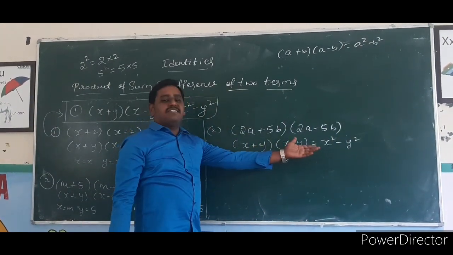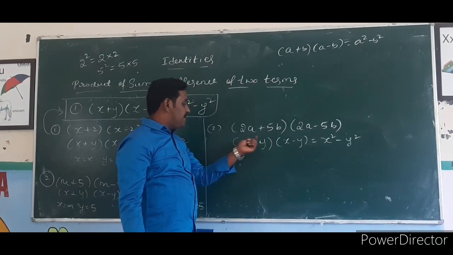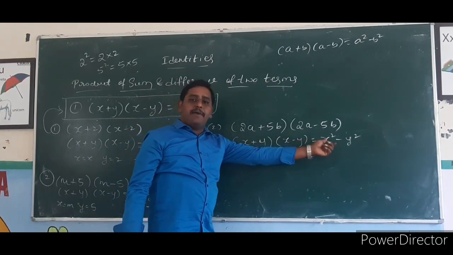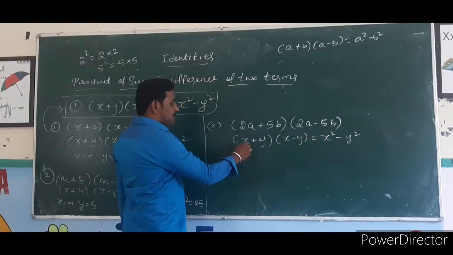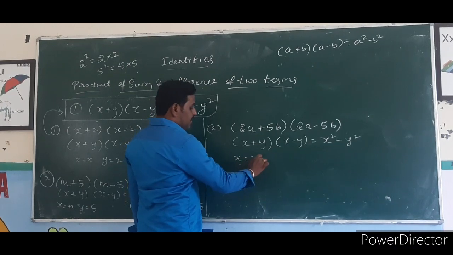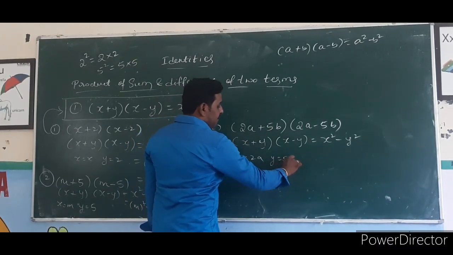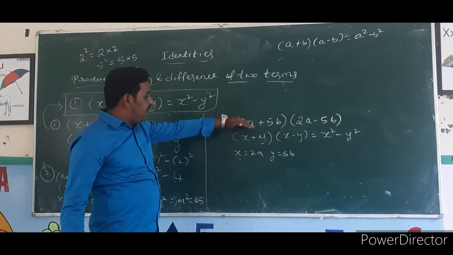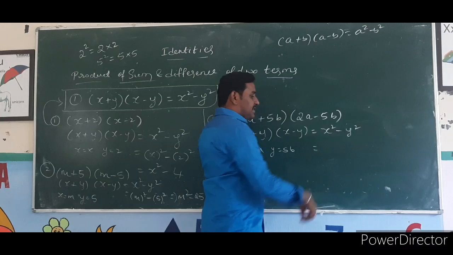Not only this is the formula. If you are writing any letters, suppose (m + n)(m − n), what happens? This is m² − n². So here, in the place of x, what is there? 2a. In the place of y, what is there? 5b. Just compare the values. After comparing, you can substitute in the formula.